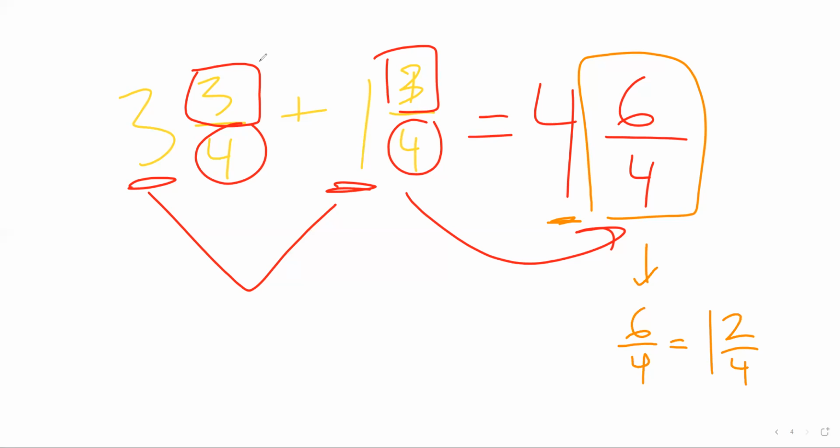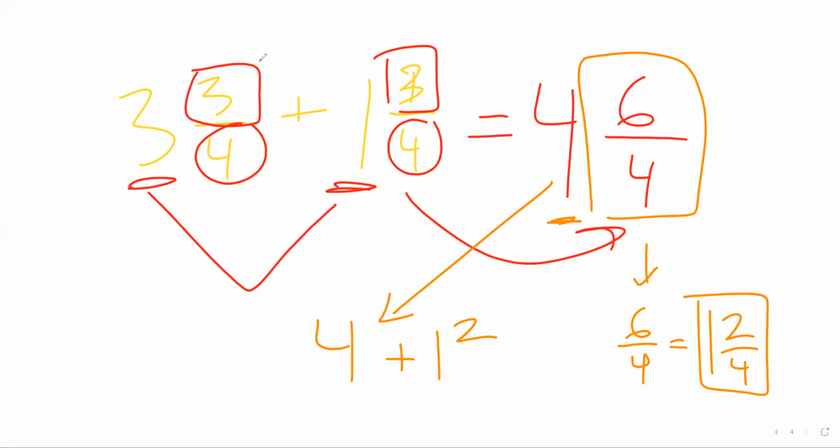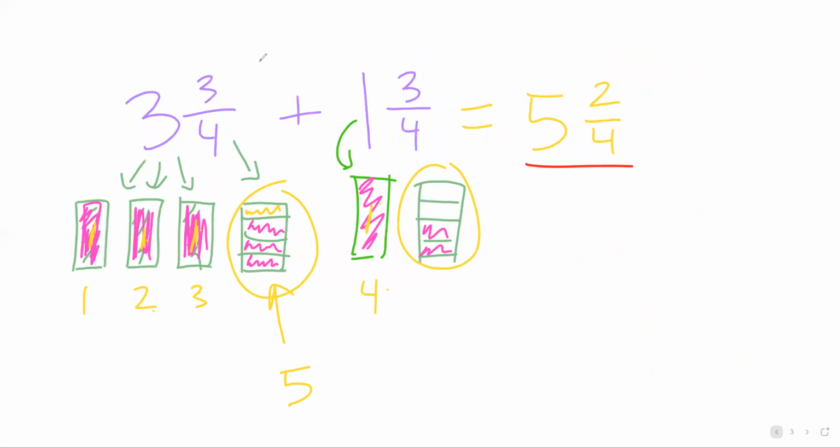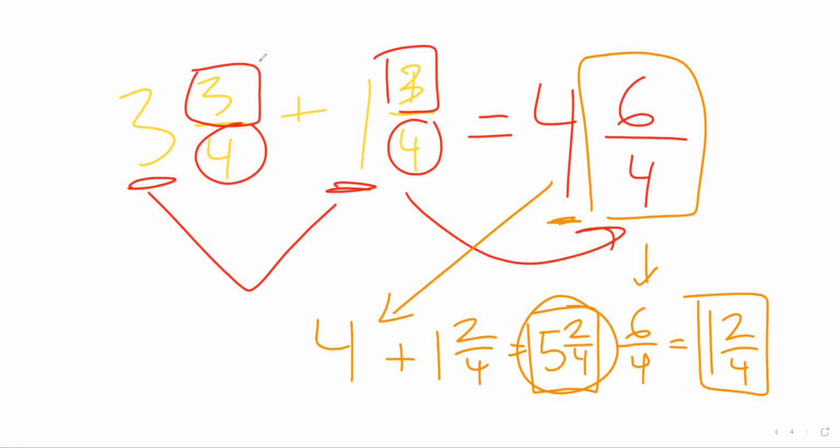So really what we're saying now here is that 6 out of 4 is equivalent to 1 2/4, meaning again, if I have 1 or 4 wholes, and now I'm actually adding this 1 2/4, then I end up with 5 2/4 when I put it together. Yay, 5 2/4.